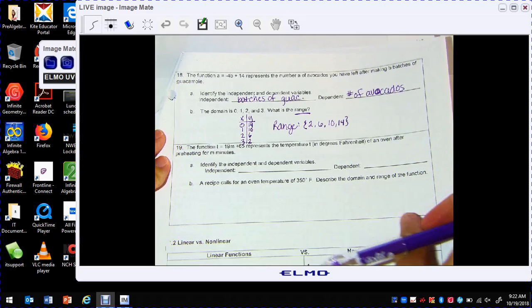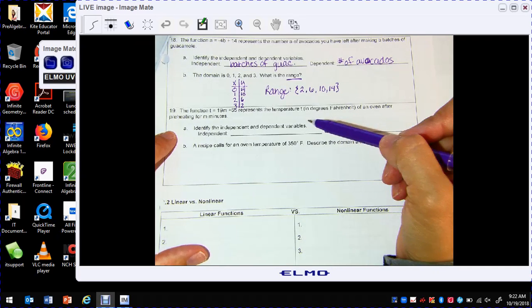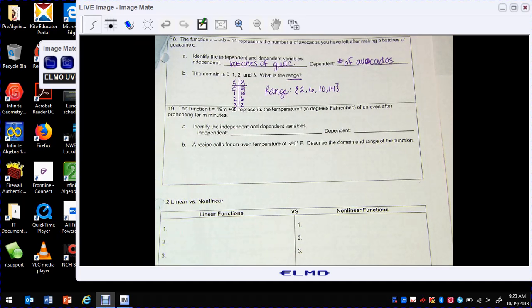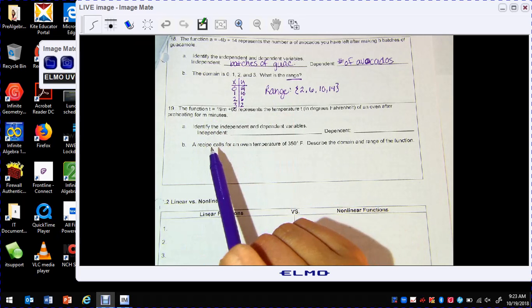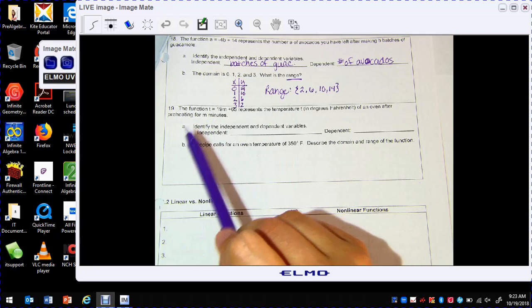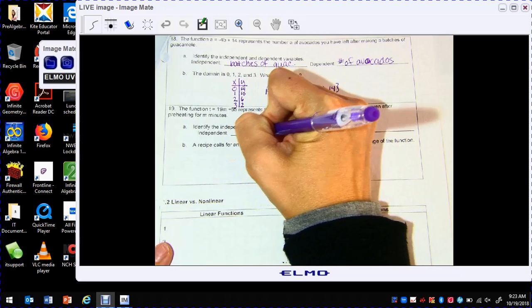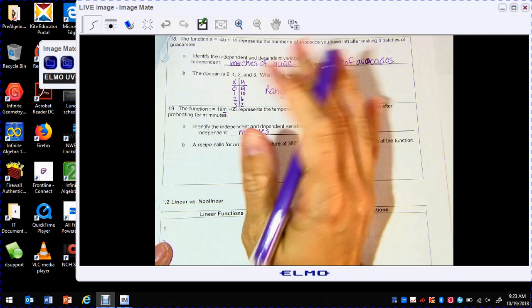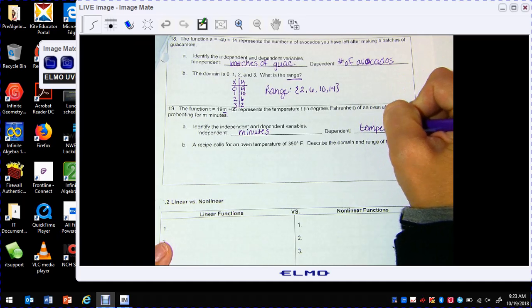Now, number 19 here gives me a function, T equals 19m plus 65, and it represents the temperature, T stands for temperature, in degrees Fahrenheit of an oven after preheating for m minutes. So the minutes are what's going to affect the temperature. The longer I have it heated, the higher the temperature will be. So minutes will be independent, and you can tell because it's over here on the side of my equation where all the math is happening. And that means the temperature is my dependent.